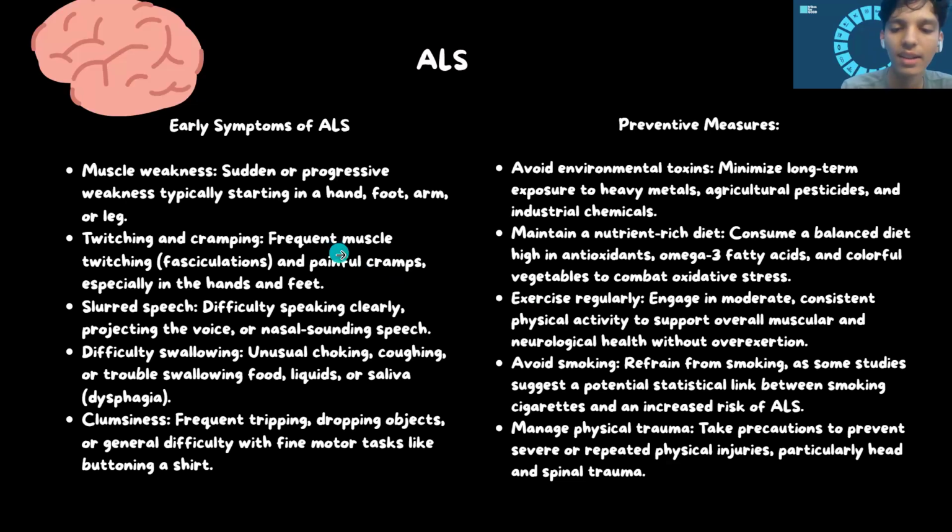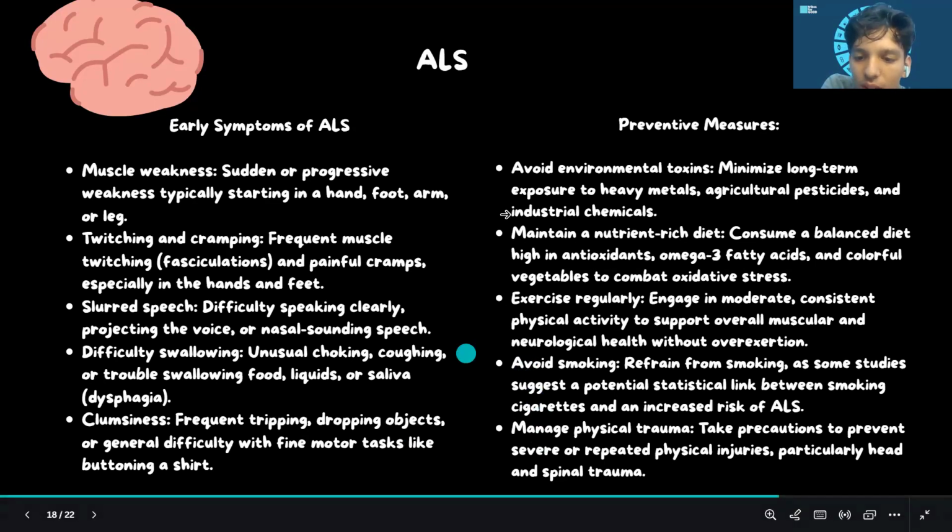Exercise regularly. Obviously, it's a given that in old age, exercise helps prevent all kinds of diseases. Avoid smoking. Smoking also has chemicals which increase the risk of ALS. Physical trauma, injuries, head and spinal trauma can cause ALS.